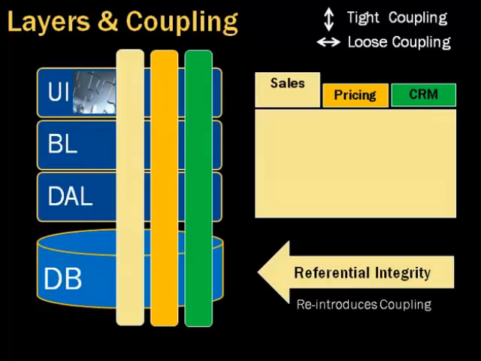Inside that service boundary, you will find type coupling. There's nothing you can do about it, because, hey, type coupling is what makes code work.